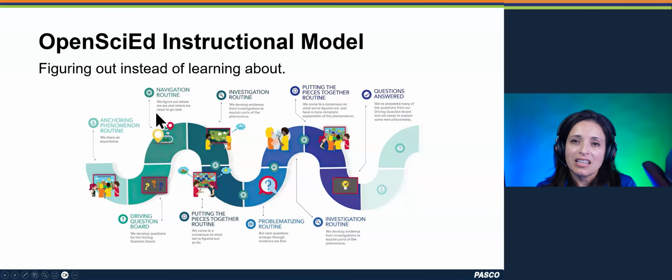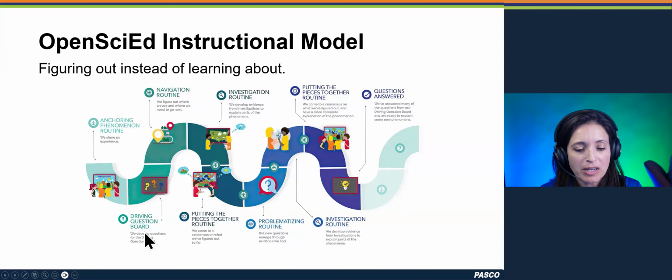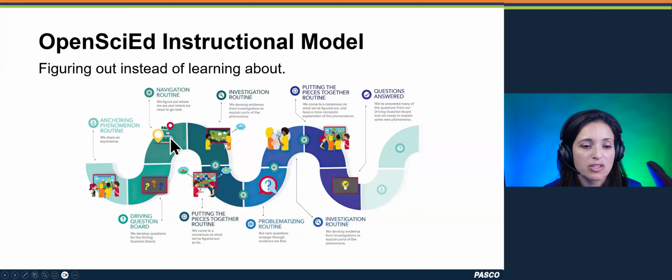And there are these 5 investigation routines. So beginning with the anchoring phenomenon, that's what we just did. The lightning was the anchoring phenomenon. We shared that experience, and we talked about what we saw. We have some questions about how it happens, how it works. We develop questions for the driving question board, and then we decide, okay, we need to figure out how to answer some of those questions.